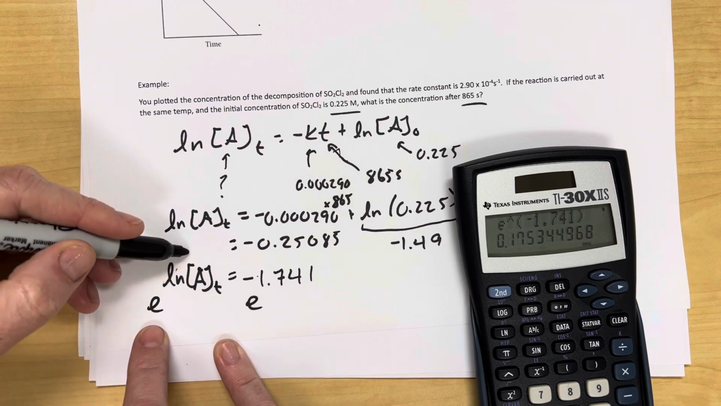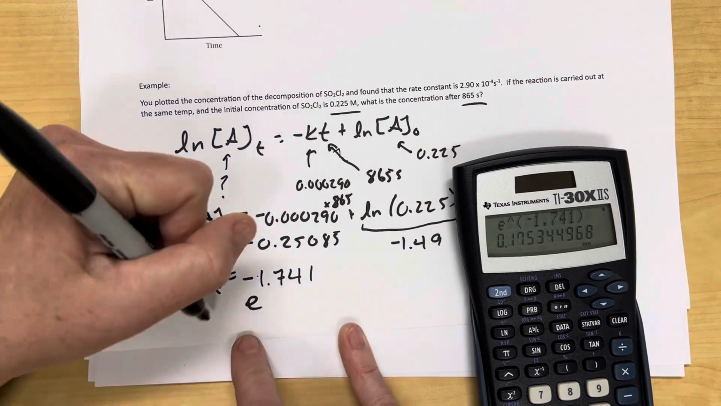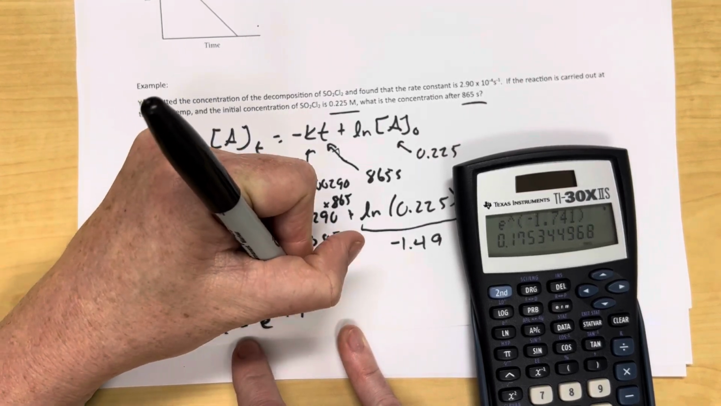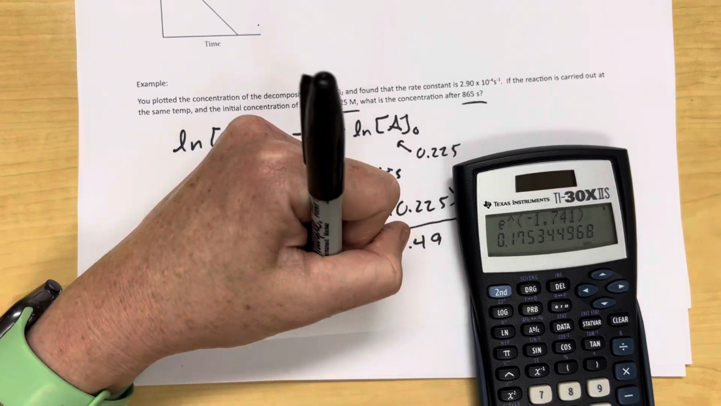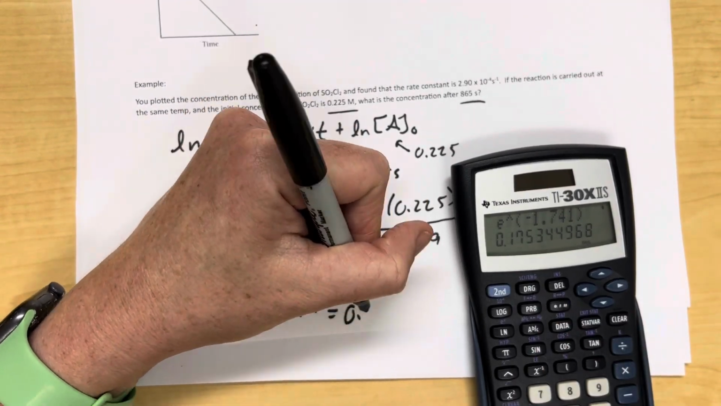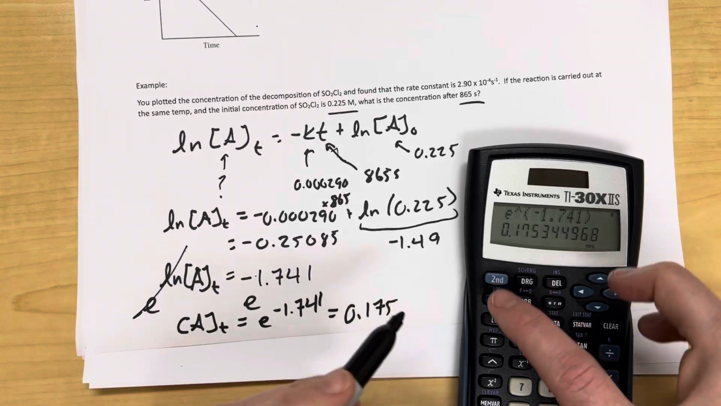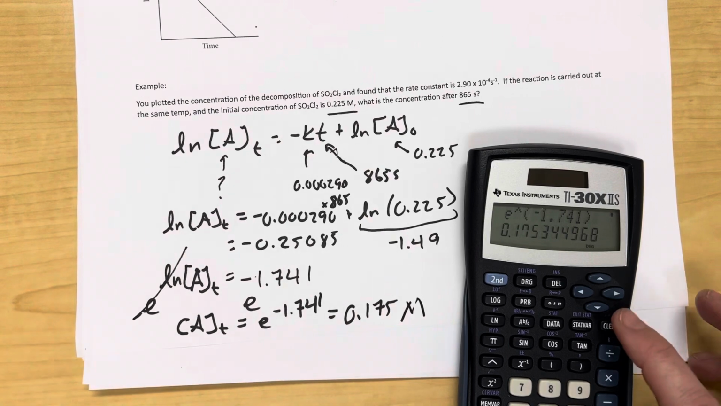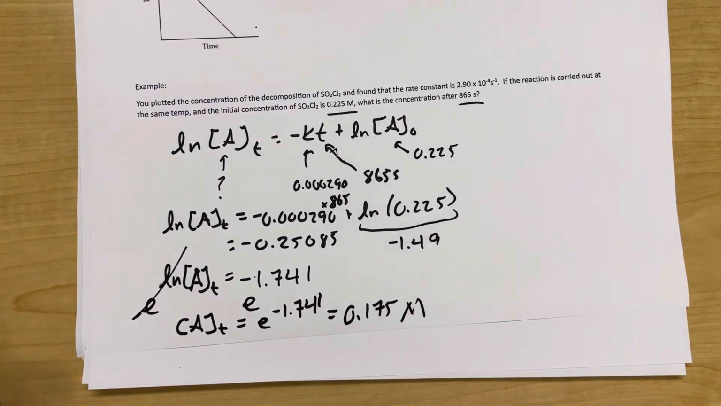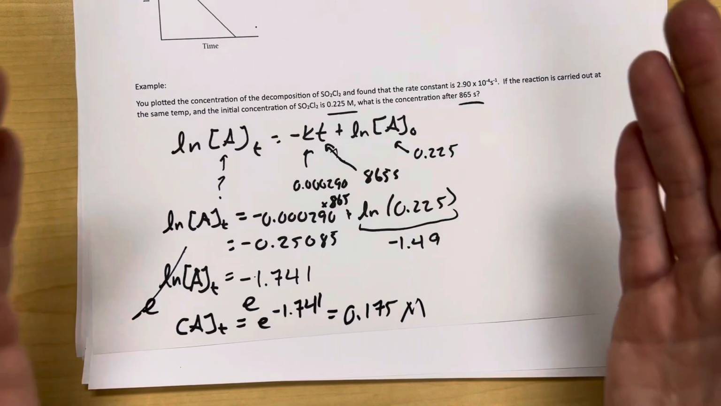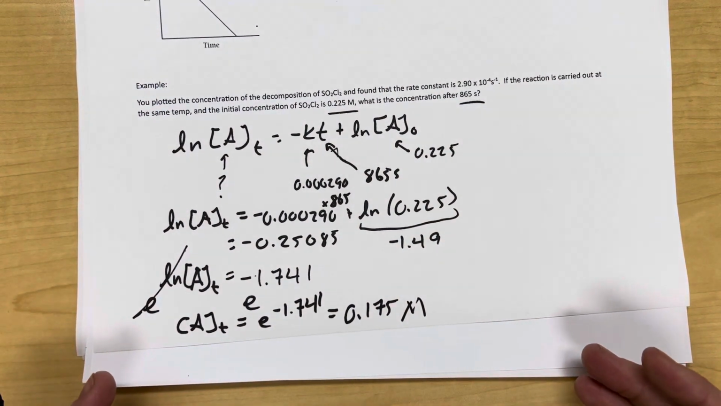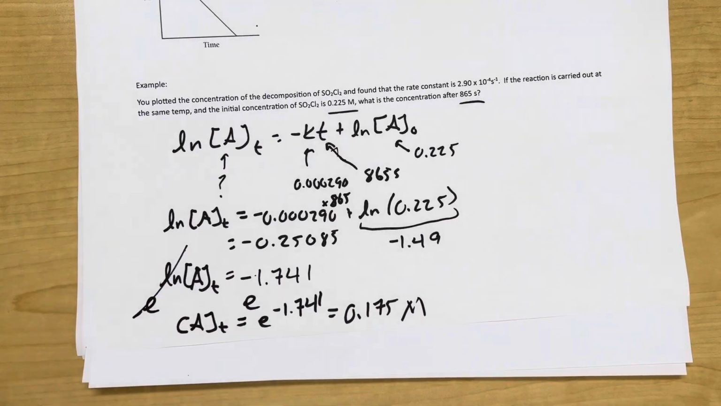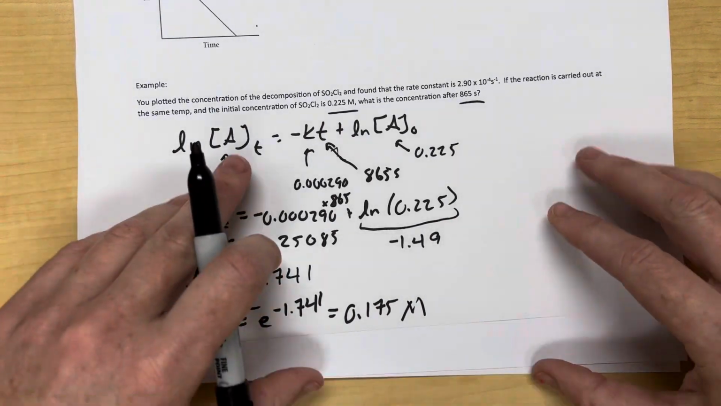When you take e to the natural log, it cancels that out. So essentially what we get is [A]t equals e to the negative 1.741, and that equals the calculation we did, 0.175. So again, I did e to the natural log of this because I see the e right there, and that's how I was able to get my concentration. All right, so that's how we solve that equation, and I wanted to do it mainly so that you got used to using natural logs again, and e.